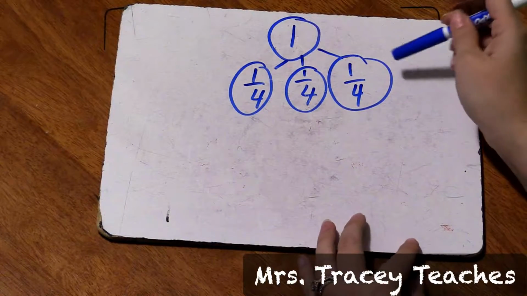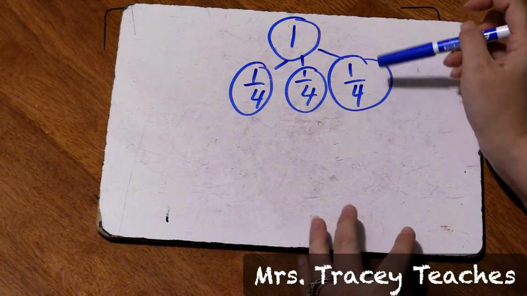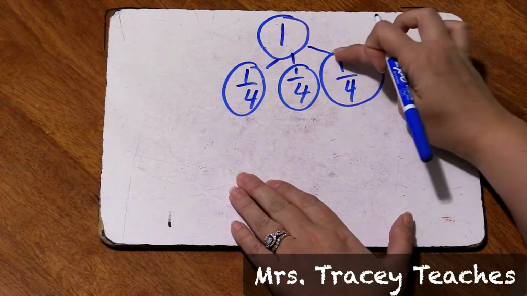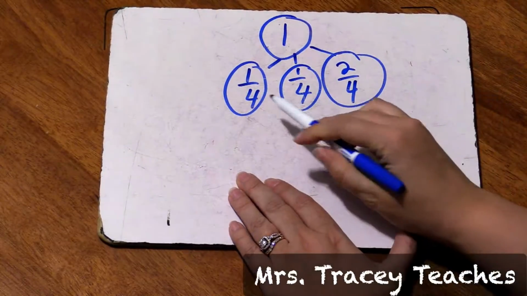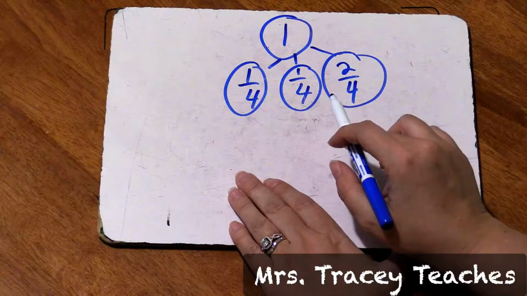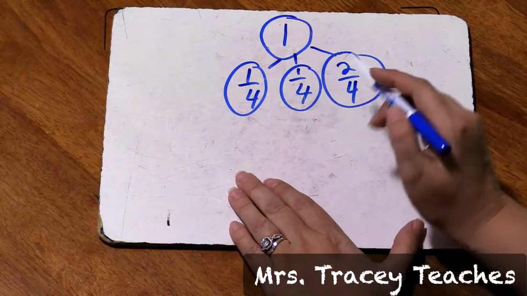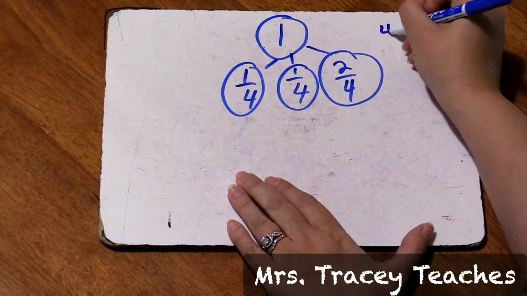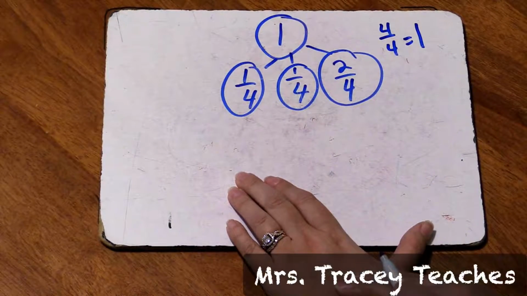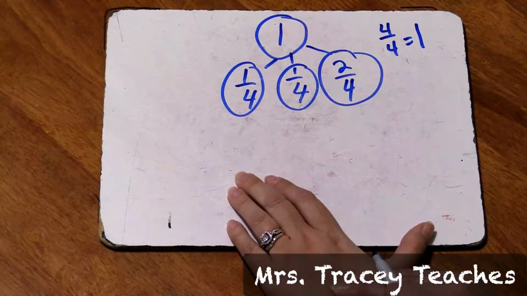So our next one, we are going to have the number 1. And in the number 1, we're going to use fourths as our denominator. So we're going to say 1/4 plus 1/4 plus 2/4. That all equals 4/4, and I know that 4 over 4 equals 1. And so if I have that equation, that's one way I can write it.